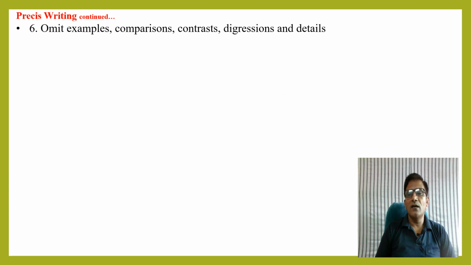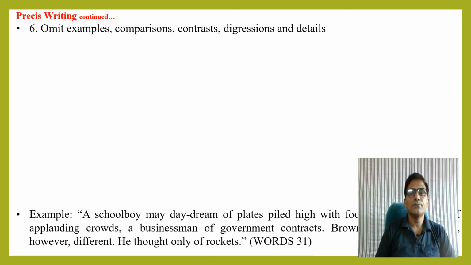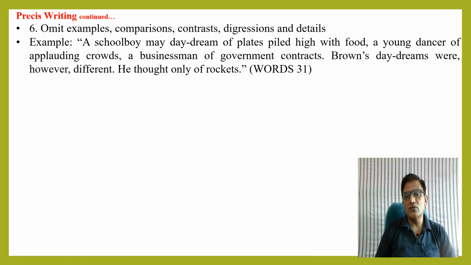The sixth tactic is to omit examples, comparisons, contrast, digressions, and details. Any detail which the writer uses for explaining things. Example is a schoolboy. A schoolboy may daydream of plates piled high with food. A young dancer of applauding crowds. A businessman of government contracts. Brown's daydreams were, however, different. He thought only of rockets.